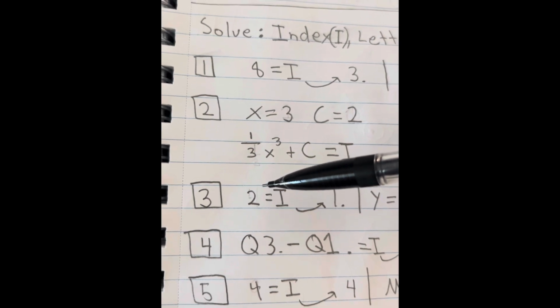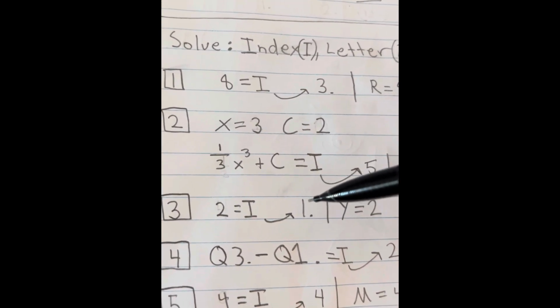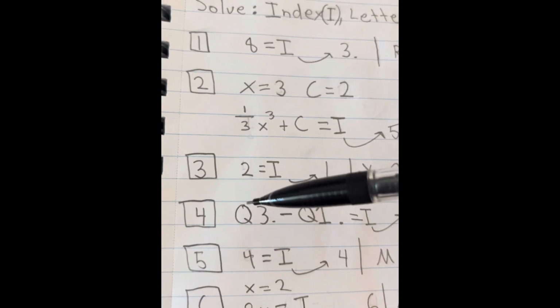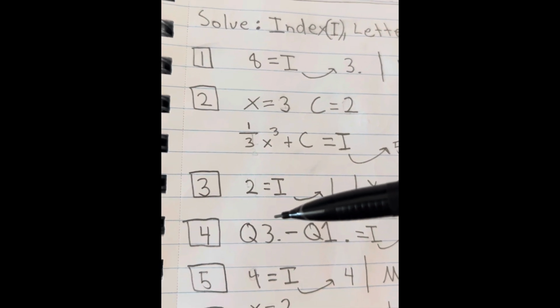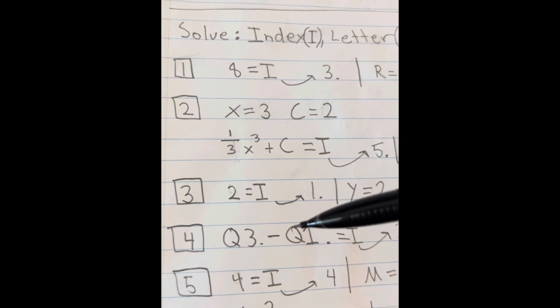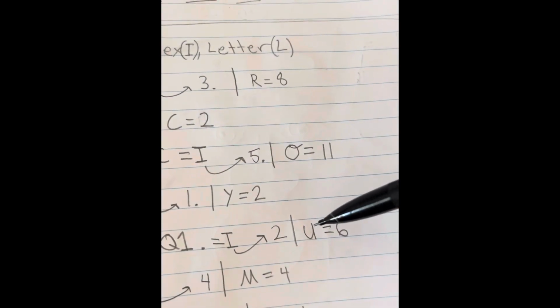3, 2. 2 corresponds to question 1. Y equals 1. Q3 minus Q1, that's easy to find the index. It's basically just 3 minus 1. That equals index 2. How do you find the letter U?